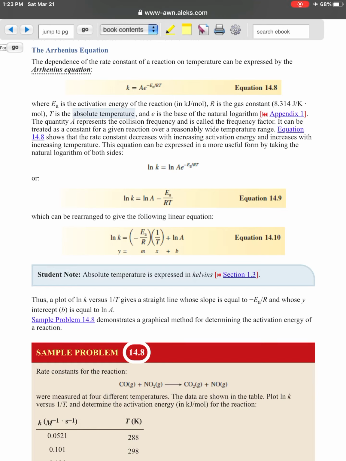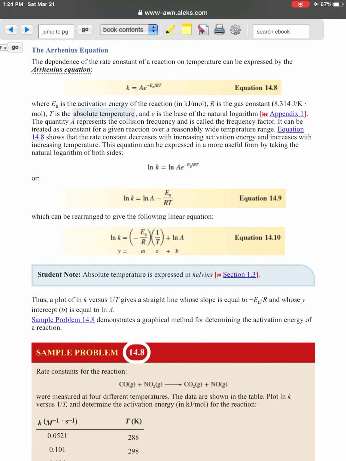Where Ea is the activation energy of the reaction in units of kilojoules per mole. R is the gas constant, 8.314 joules per kelvin mole. And T is the absolute temperature, meaning the Kelvin temperature. e is the base of the natural logarithm. The quantity A represents the collision frequency and is called the frequency factor. It can be treated as a constant for a given reaction over a reasonably wide temperature range, meaning that if you change the temperature by thousands of degrees, or even hundreds, it might change a little bit. But if you keep the temperature the same within a couple hundred degrees, it should be pretty much a constant.